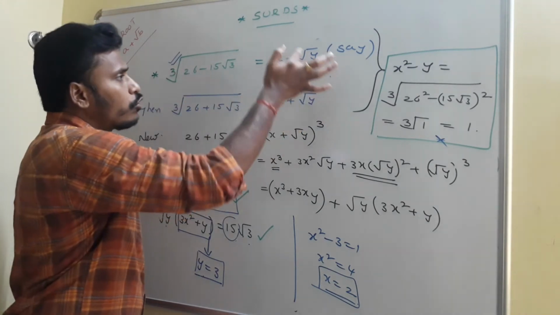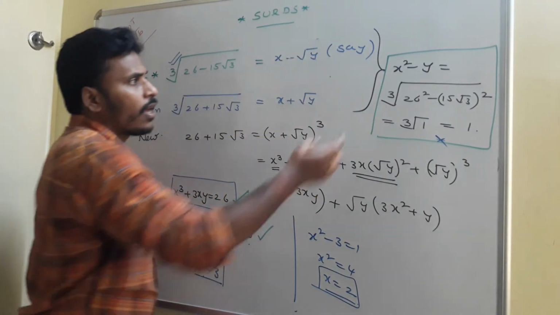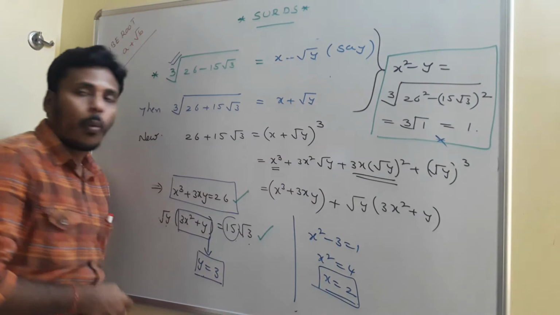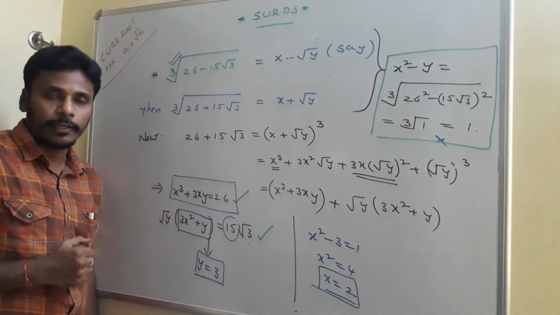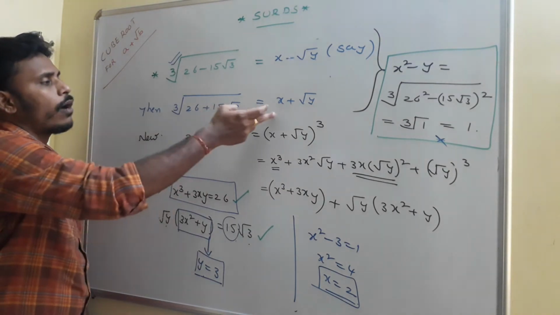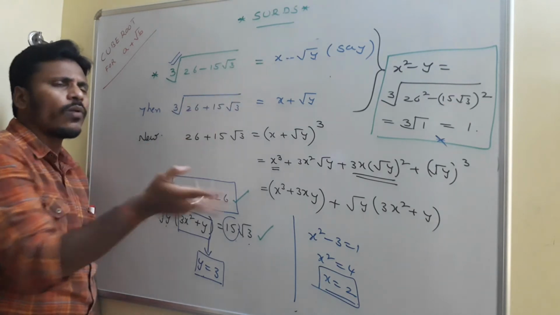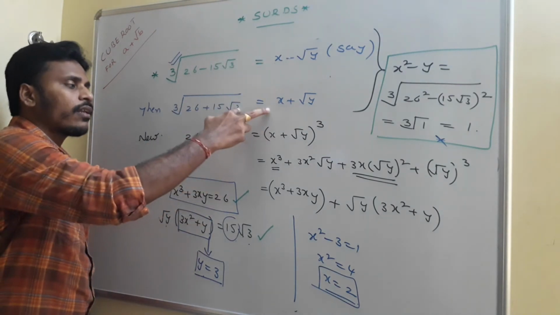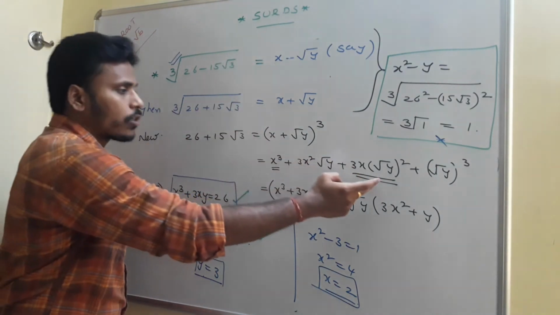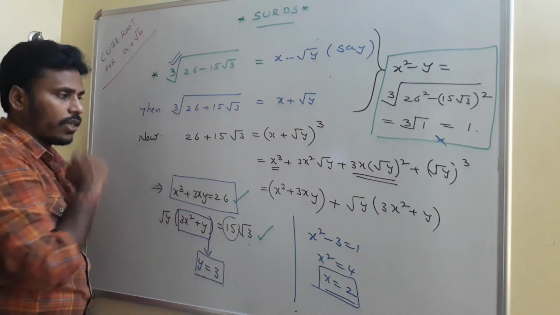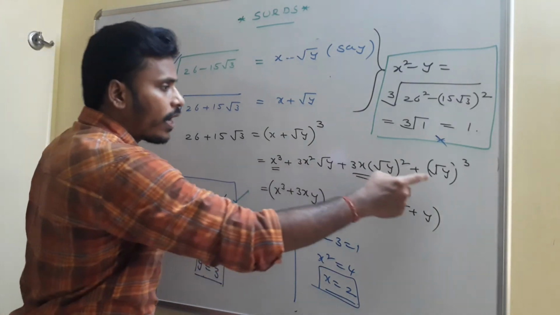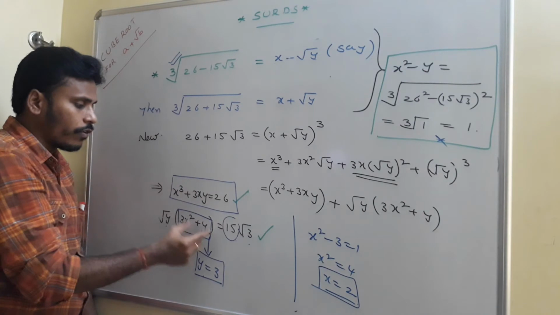So now you just multiply these two. Then x square minus y is 1. One restriction, one relation on x and y. And now just cube on both sides, either this or that. Use any one to cube. If you cube it, you will get x cube plus 3xy. The rational part has 26. 3x square root y and y root y. The irrational part has 15 root 3.